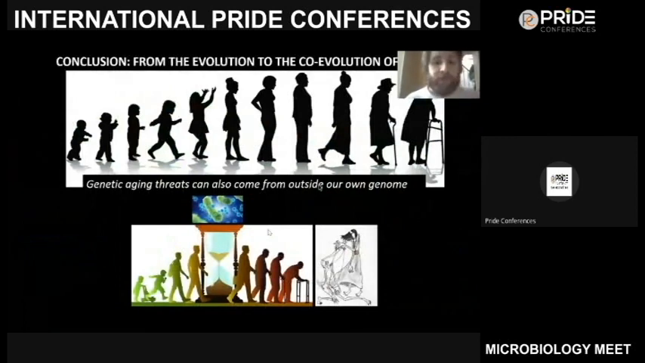So as a conclusion, what I wanted to tell you today is that the theory of aging is incomplete when it doesn't look for the co-evolution of aging that is the result of interaction between multiple species, and we know there are interactions between species everywhere. In fact, genetic aging threats could also come from outside our own genome, and if this is the case, then this is a worrying question: are we individually older than we could be because we made bad encounters and because we have our aging manipulated by other species?